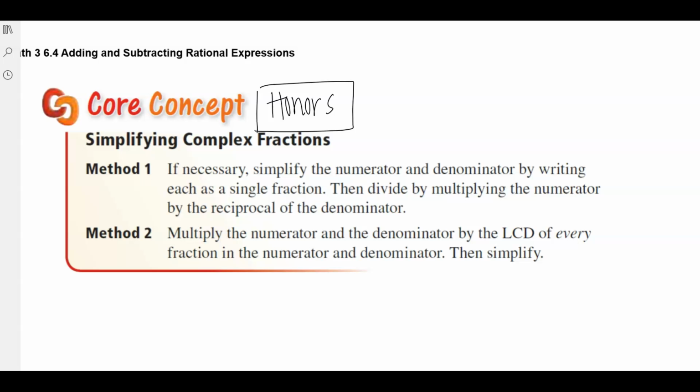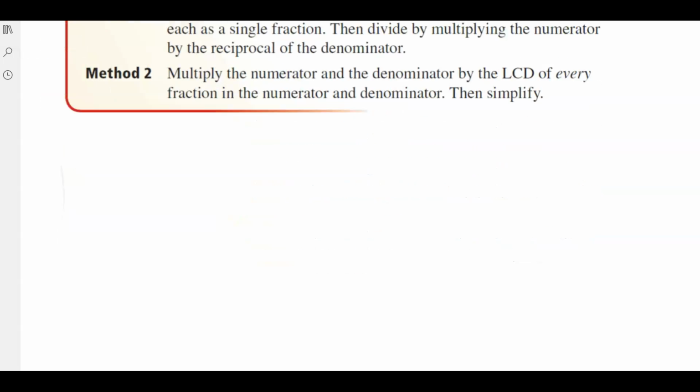So simplifying complex fractions works in a similar way to what we've been doing already. Method 1 is you simplify the numerator and denominator by writing each as a single fraction. Then divide by multiplying the numerator by the reciprocal of the denominator. Method 2, you multiply the numerator and the denominator by the lowest common denominator of every fraction in the numerator and denominator, then simplify. So I'll show you both ways.